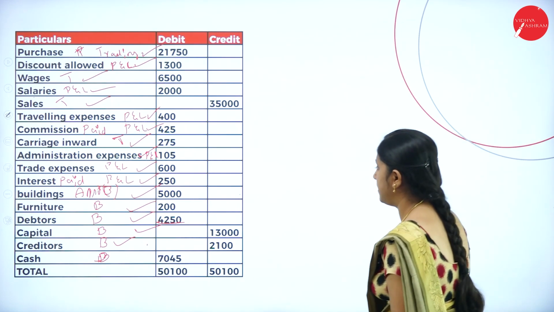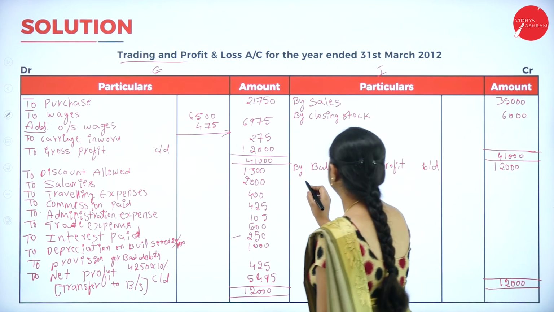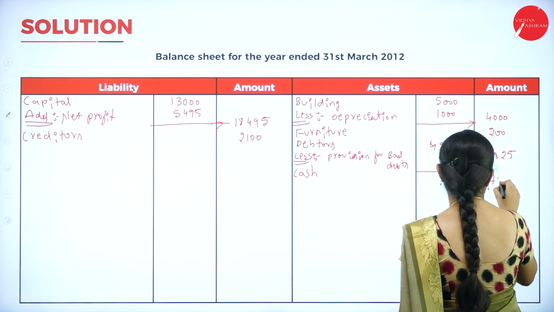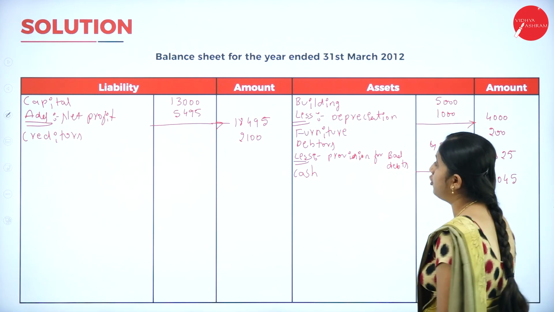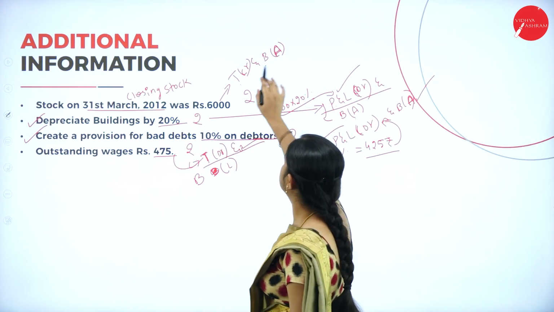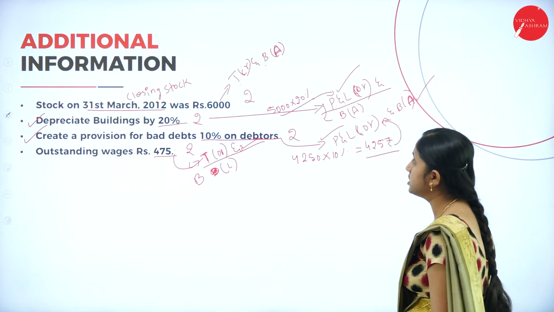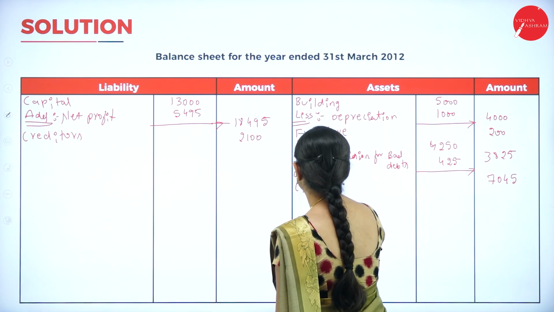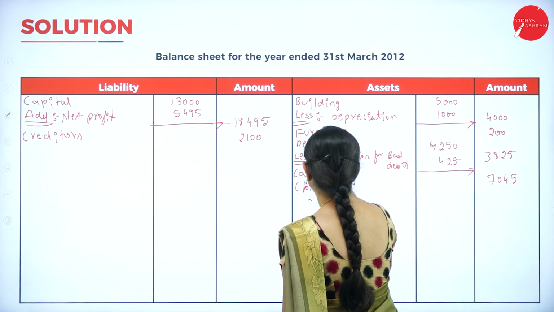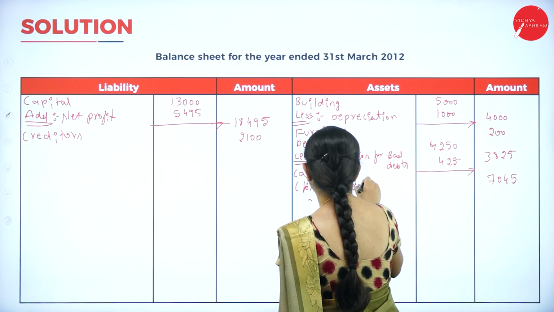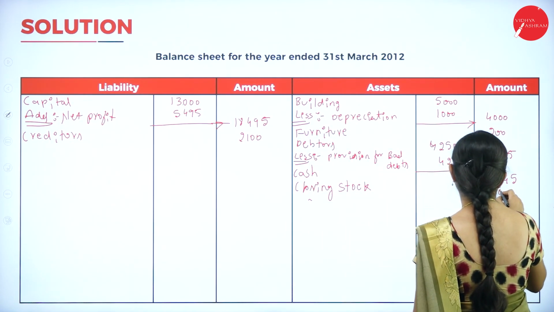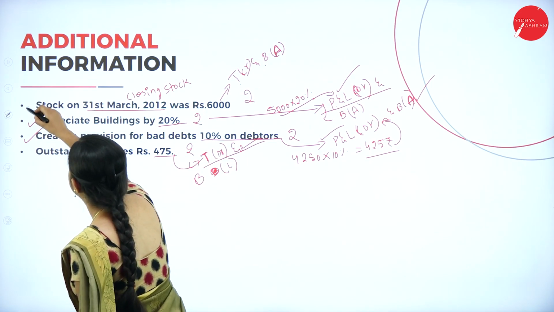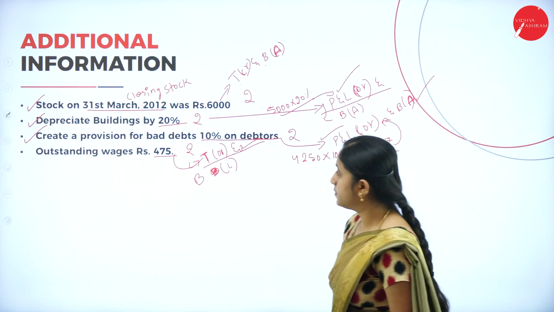So on the asset side, cash 7,045. Here we have closing stock, on the balance sheet asset side. Closing stock, rupees 6,000. So closing stock is considered in the trading account and balance sheet. So the closing stock adjustment is finished.